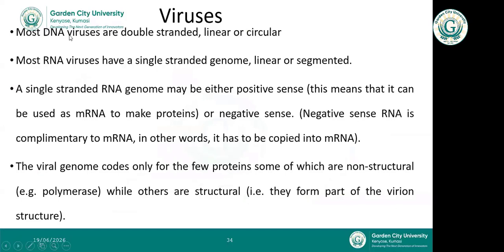So for viruses that are DNA in nature, you know DNA is double-stranded. So there are two strands that run in opposite directions. So they are anti-parallel. And eukaryotes have linear DNA. Prokaryotes have circular DNA.